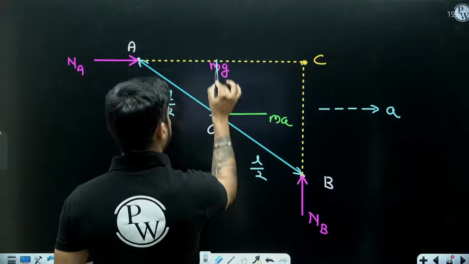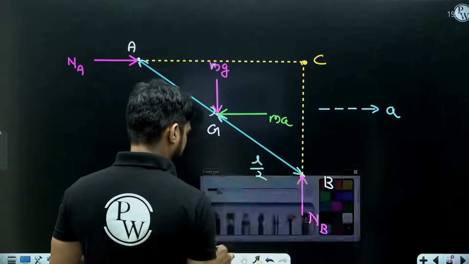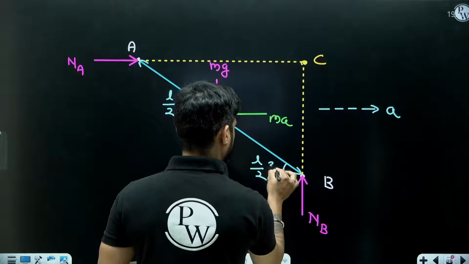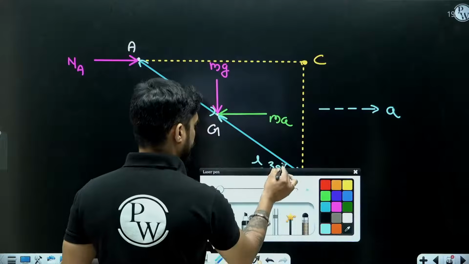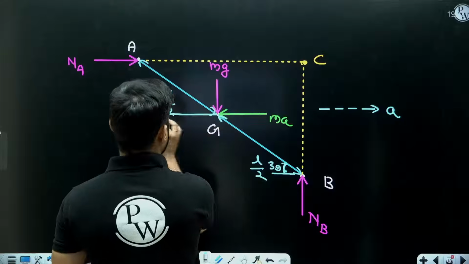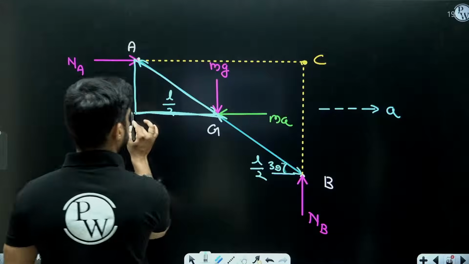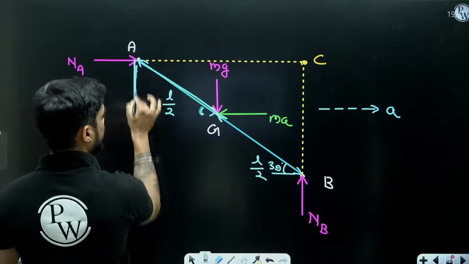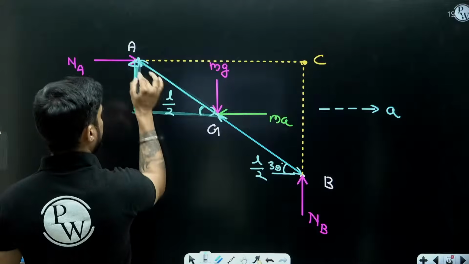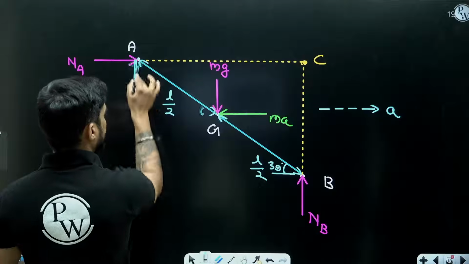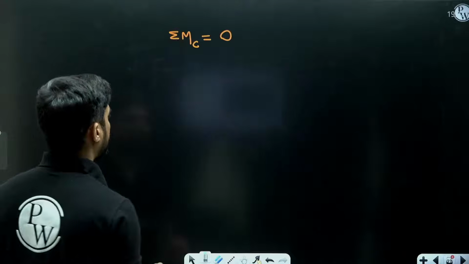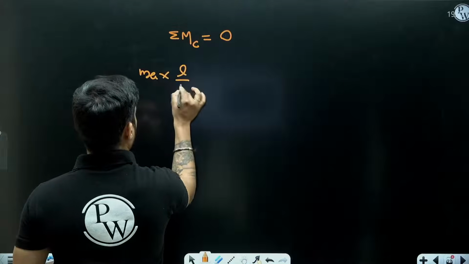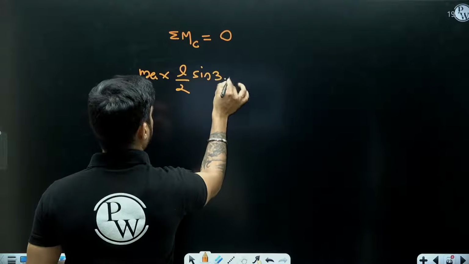So what is this distance? This angle is 30 degree, na? This angle is 30 degree. So look at this, L by 2 and 30. What will be this distance, the distance of Ma from point C? This will be L by 2 sine 30, right? L by 2 sine 30. So Ma into L by 2 sine 30.